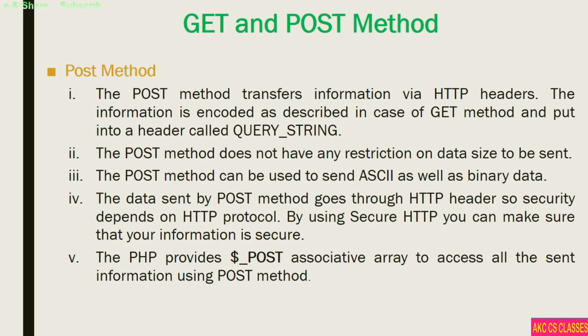If you remember, the get method can only send a maximum of 1024 characters, but in the post method you don't have such restrictions at all. Again, the post method can be used to send ASCII characters as well as binary data. So you can send images, PDF files, video files, whatever you want. The data sent by the post method goes through the HTTP header, so security depends on the HTTP protocol. So when the security is on the HTTP protocol, it will ensure that your information is not displayed on the URL of that particular browser, which will actually happen in the case of a get method.